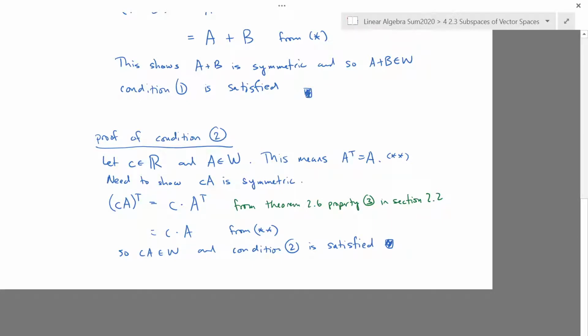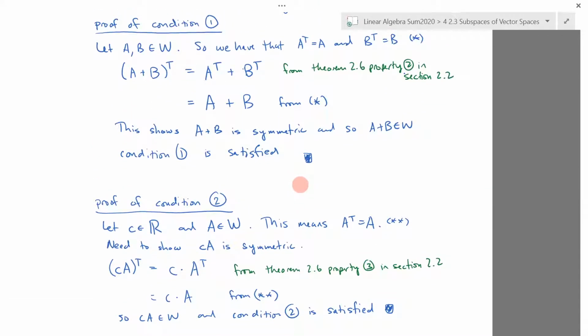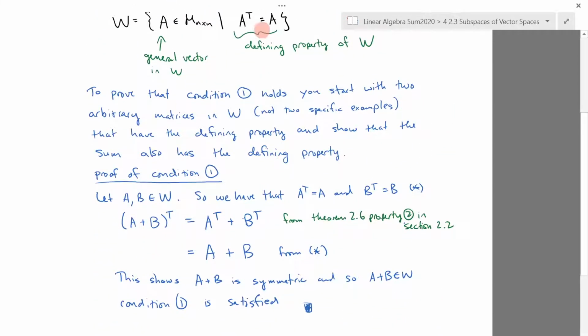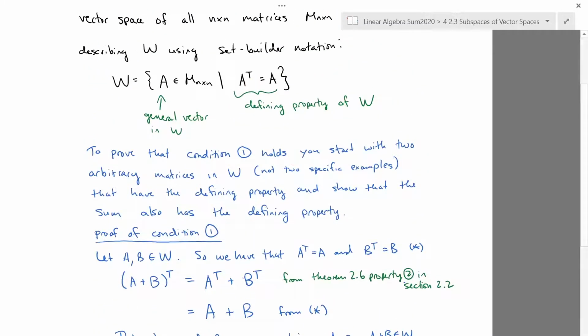Basically, this is the general procedure to verify the two conditions. You start with arbitrary vectors, in this case they're matrices, and you have to verify. For condition 1, you verify that the sum of those two matrices satisfies the defining property, and for condition 2, you check if the scalar multiple satisfies the defining property, whatever that is.